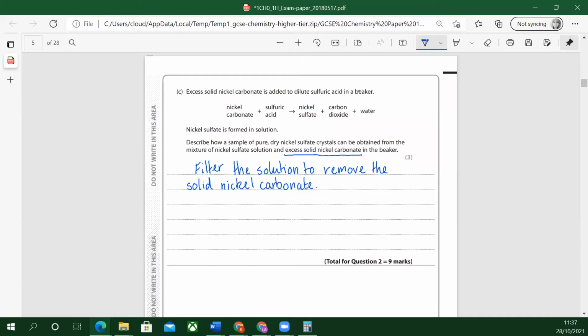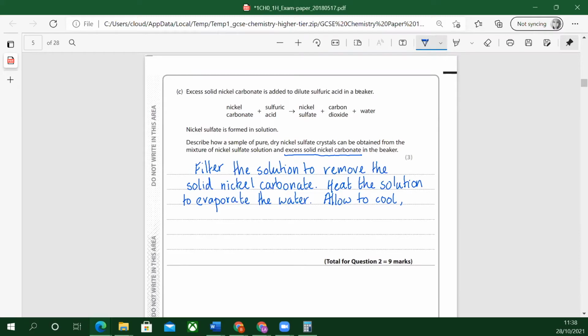Next thing to do is heat the solution to evaporate the water. So heat the solution to evaporate the water, and then allow to cool. Okay, you wouldn't actually, to be honest, have to heat. You might just leave it, but I'm going to heat it to speed up the process. You would be allowed to just say allow to cool.